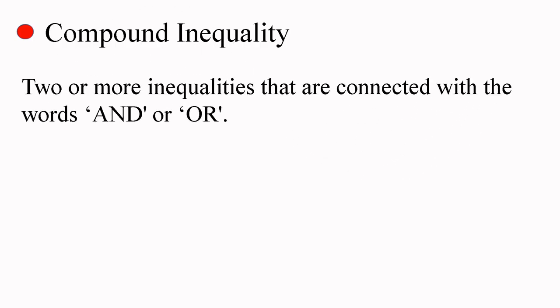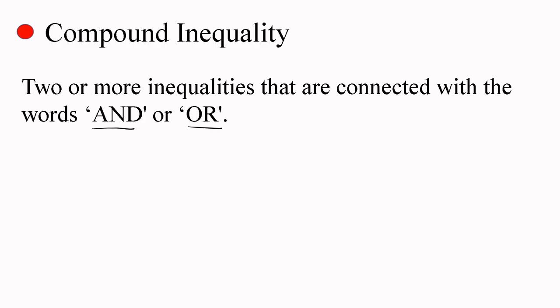As always, we are going to start with the definition of compound inequality. What does it mean when we say we have a compound inequality? A compound inequality is the combination of two or more inequalities that are connected together with the words "and" or "or". So you are going to face one of these words, "and" or "or".